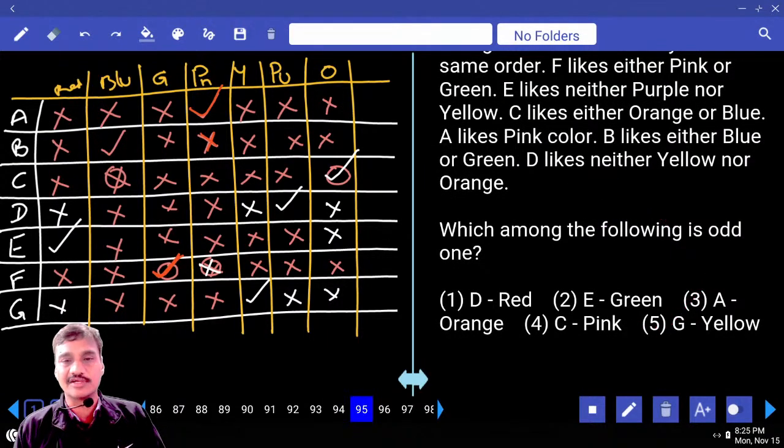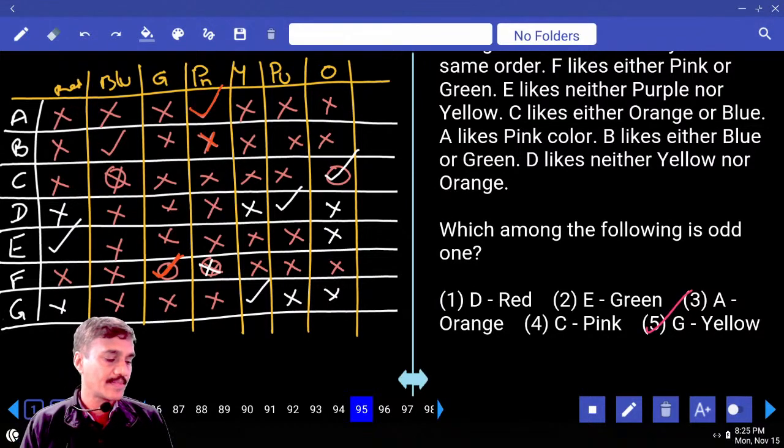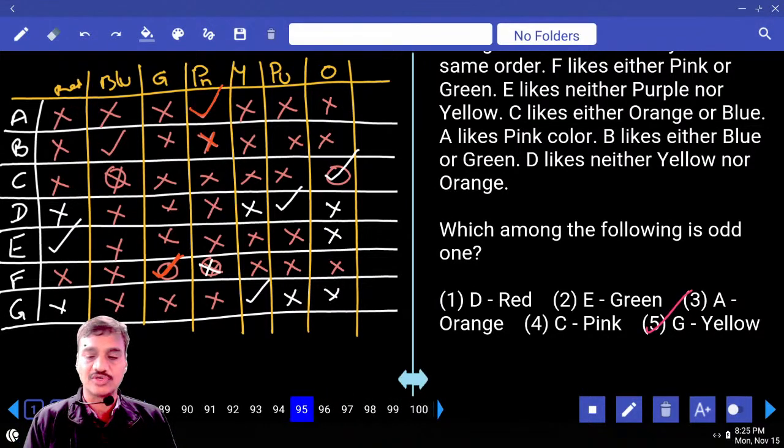94. 95, which among the following is the odd one? D likes red color, true or false? That is false. And E likes green color, that is false. A likes orange color, that is false. C likes pink color, that is false. And G likes yellow color, that is definitely true. Except choice for the remaining person and the color is different. And this is about 95, choice 5.